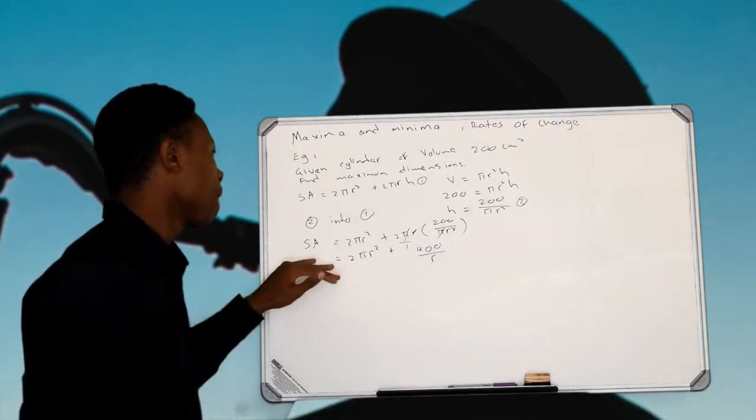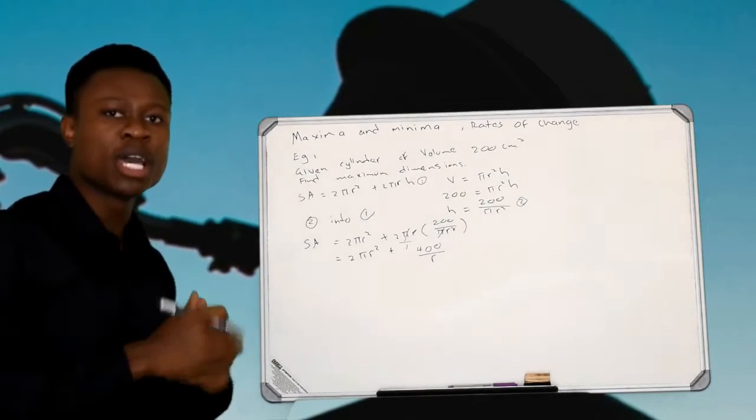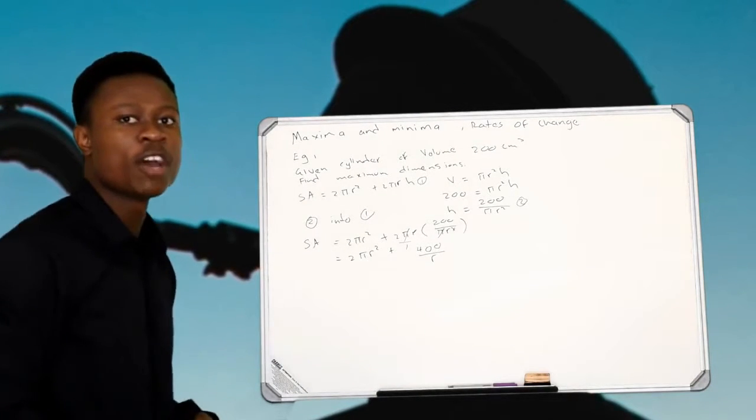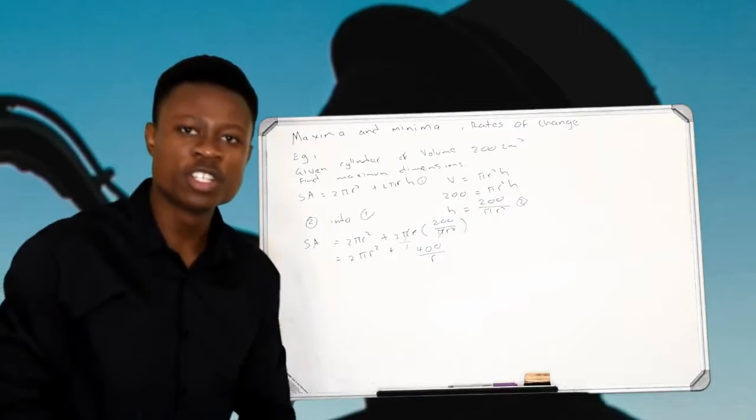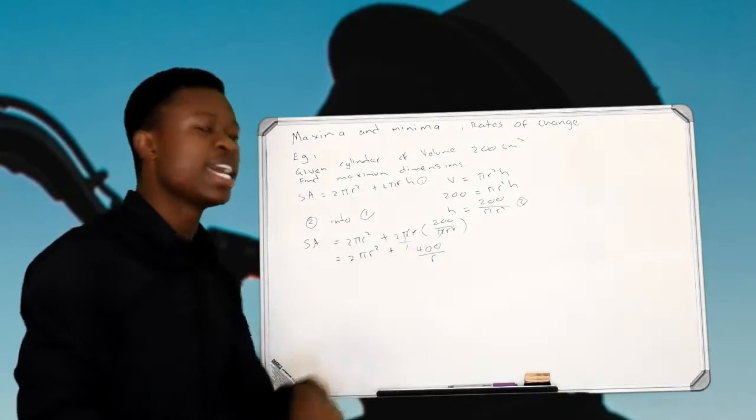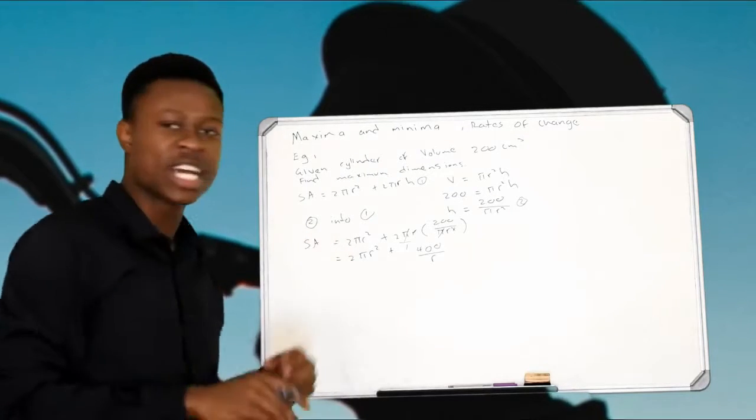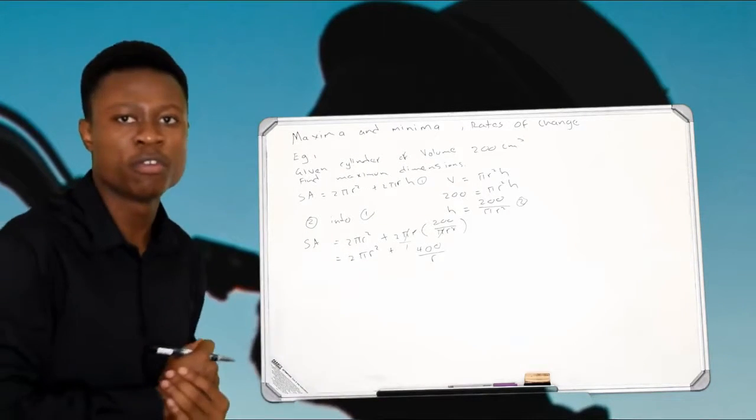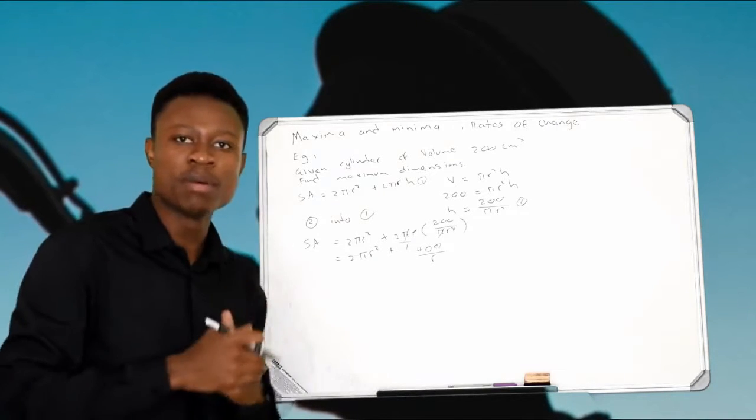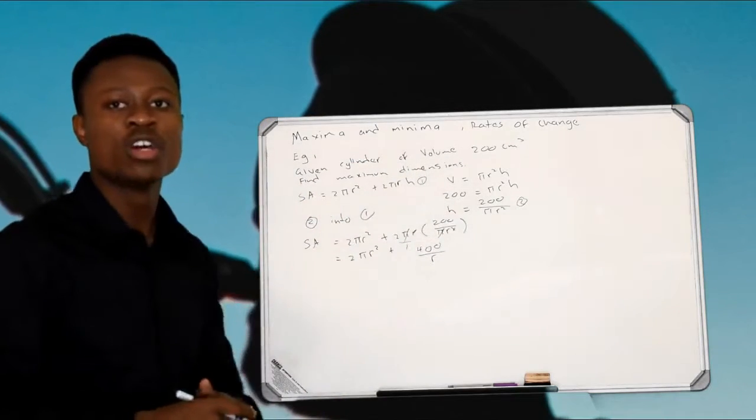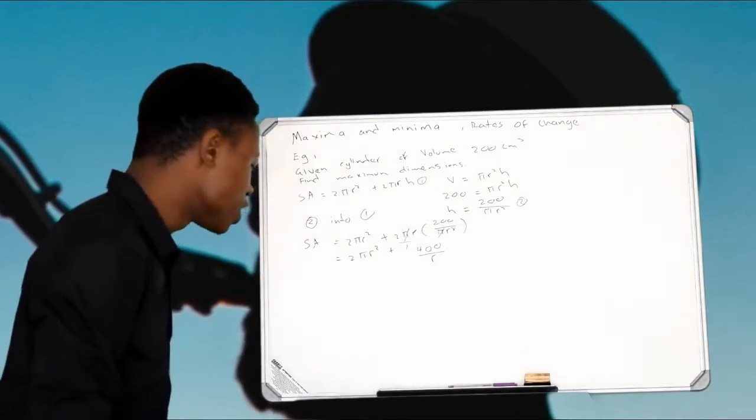So now, the important thing about maximum and minimum is that you have to find the first derivative. So in this case, it will be SA prime. I have to find that and equate it to 0. That's how I find the minimum and maximum dimensions. So maxima and minima are found when you find the first derivative.